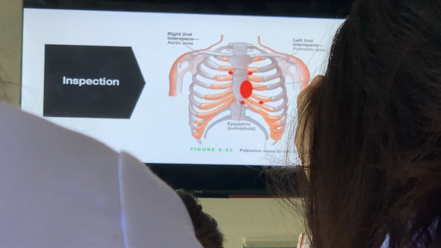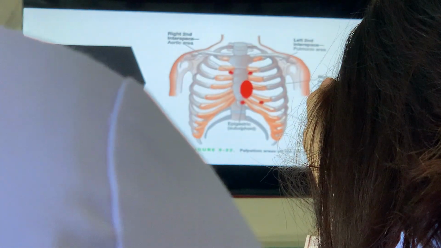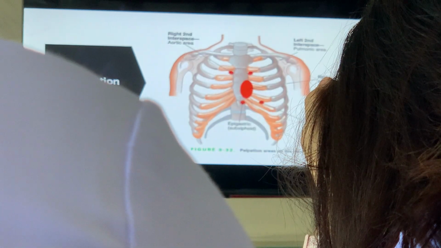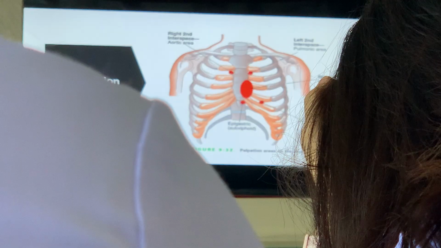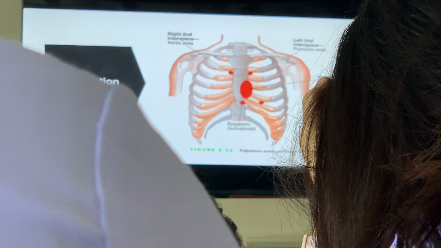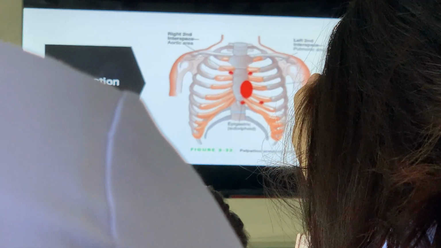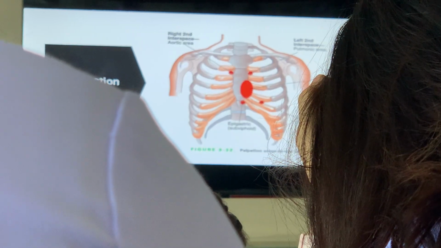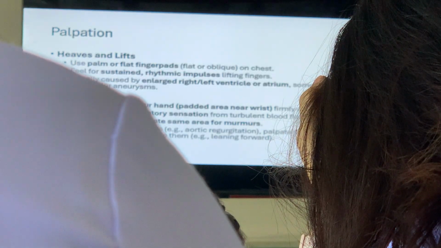So in terms of inspection, as mentioned earlier, this diagram will tell you what part of the heart is occupied. As I mentioned, it's second to more or less the fifth intercostal space. You have the right aortic area, the left will be your pulmonic. Then you have the left lateral sternal border, which coincides with your right ventricular area. Then your left ventricular area is represented by your apex.